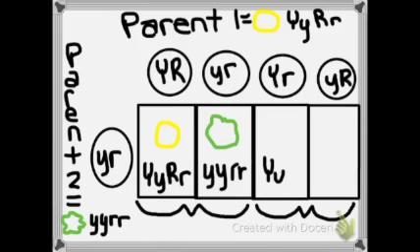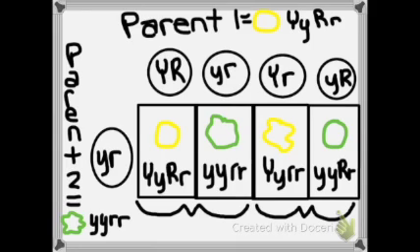big Y, little r, yellow wrinkled seed-bearing plants, and little y, big R, green round seed-bearing plants. The yellow round and green wrinkled seed-bearing plants would be known as the parental type offspring because they show combinations of traits identical to those of at least one of the parents.